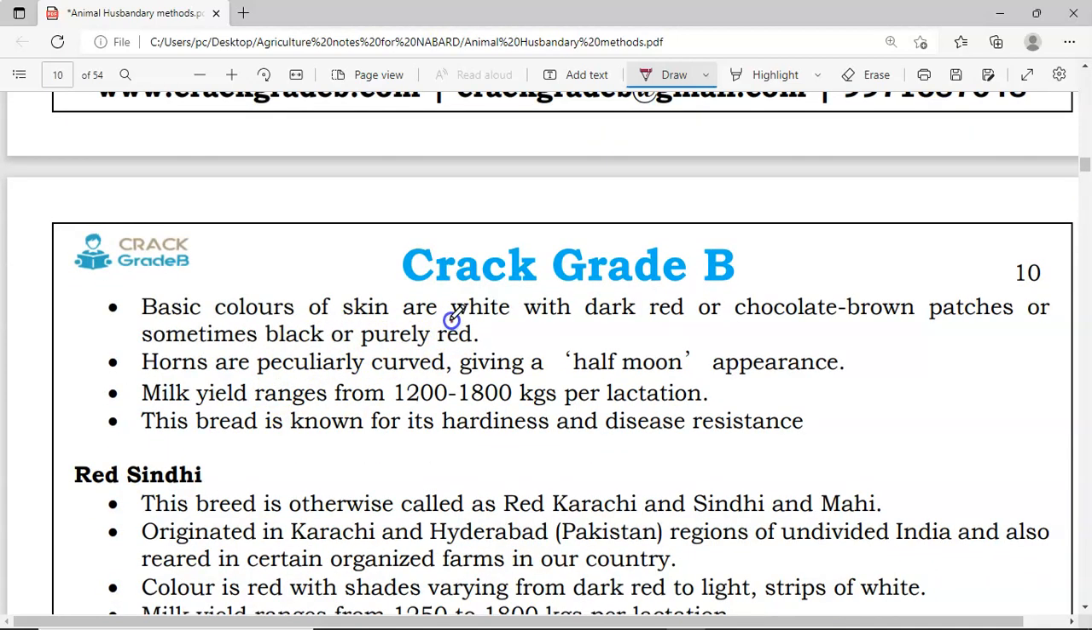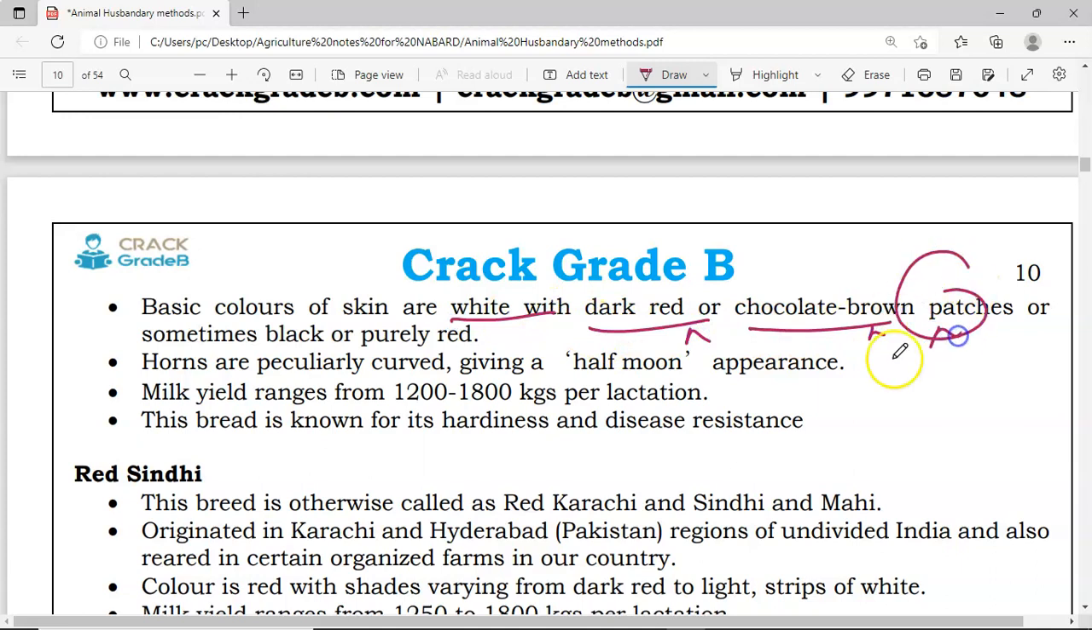Its basic color is white with dark red or chocolate brown patches on the body. Sometimes black or pure red can also be found. Its horns are peculiarly curved, giving a half-moon appearance, and its milk yield ranges from 1200 to 1800 kg per lactation period. This breed is known for its hardiness and disease resistance.